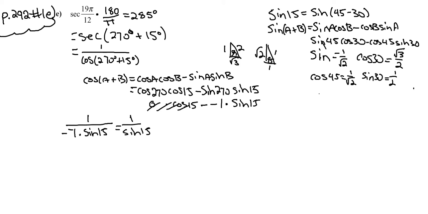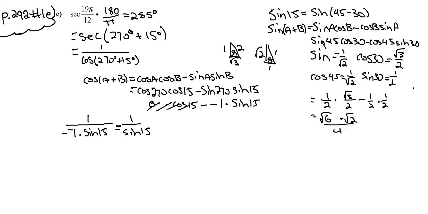So now when we plug these in, it's going to equal 1 over root 2 times root 3 over 2, minus 1 over root 2 times 1 over 2. If we work that out, we get root 6 minus root 2 over 4.